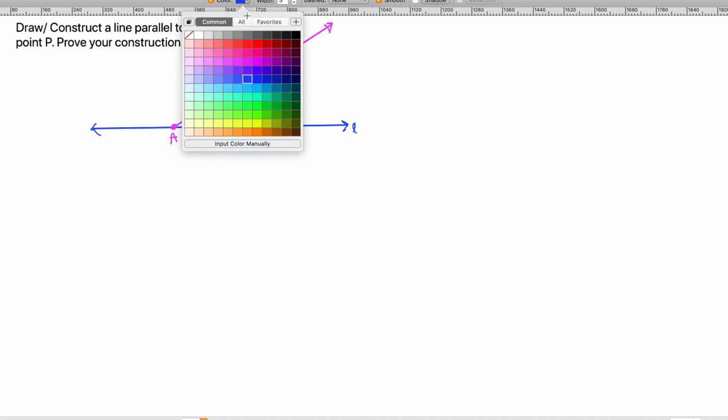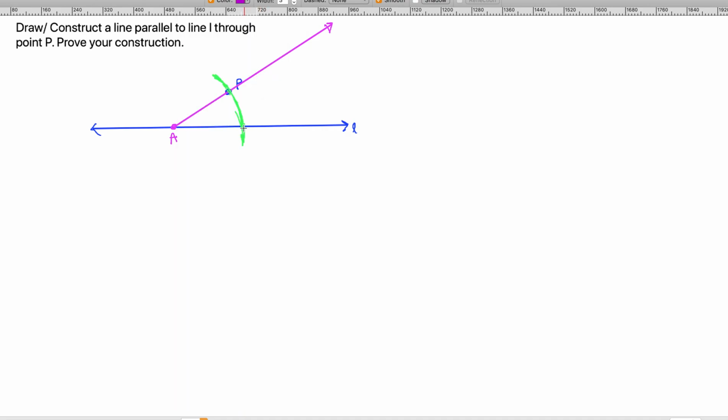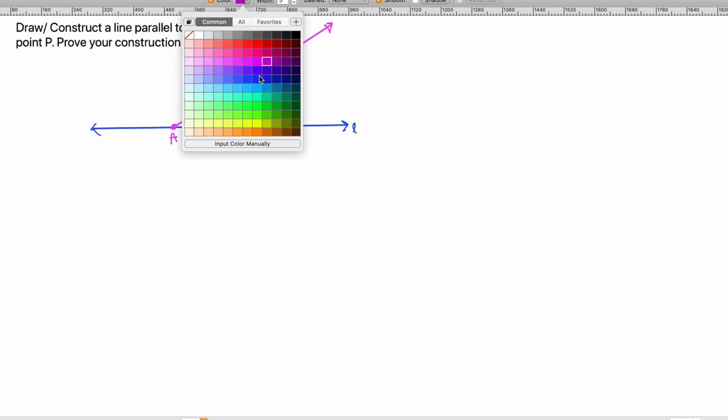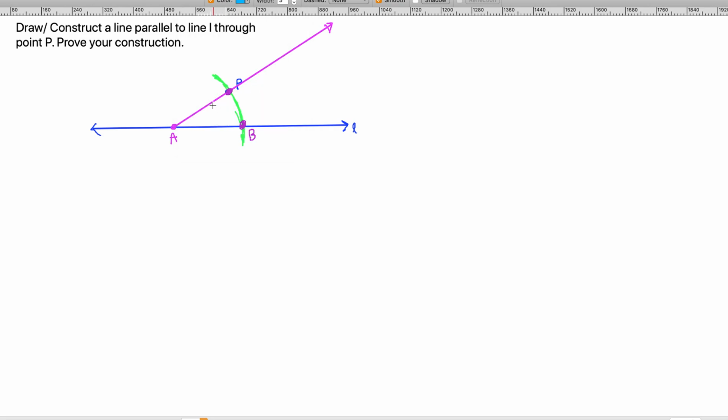You can call this new point B right here. And after you do that, you keep your compass open the length of AP and AB. These two lengths are the same. And you go to point P, this point right here, and you draw another arc of that same length. So I'm going to try and do it so it matches.